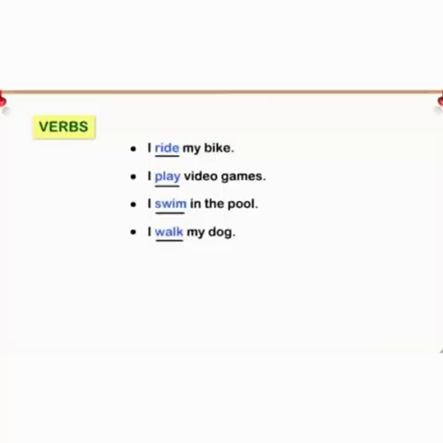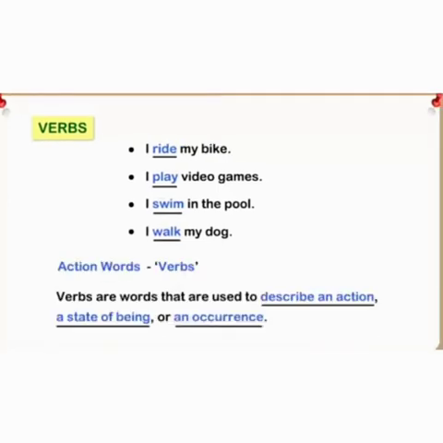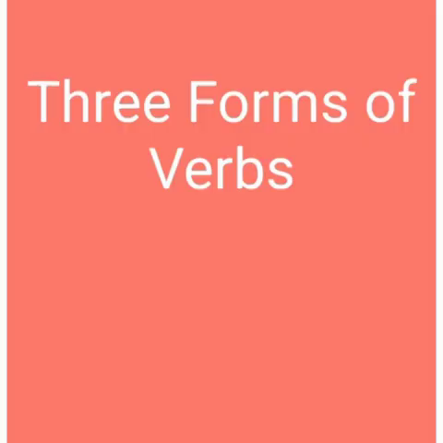Now here are few more examples of verbs. I ride my bike, I play video games, I swim in the pool, etc. So we can say verbs are words that are used to describe an action, a state of being, or an occurrence. In the above examples, all the underlined words are verbs like ride, play, swim, and walk. Now it's time to learn three forms of verb.